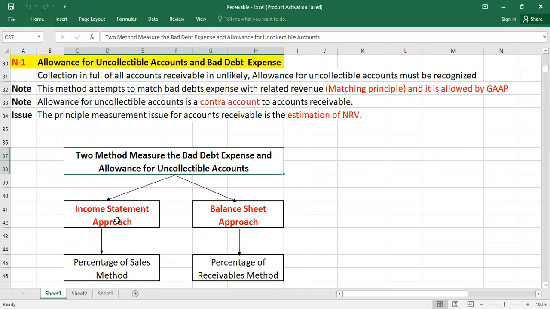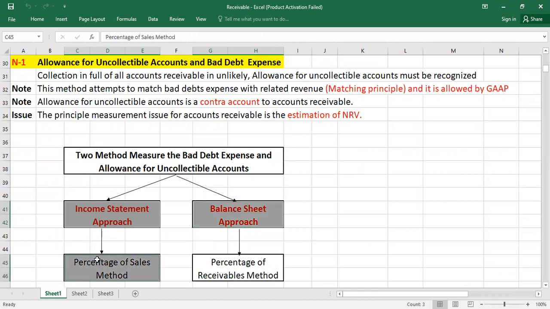So the first method is called the income statement approach, and the second method is called the balance sheet approach. We have a third method, called the direct write-off method, that I will cover in another video. If you are using the income statement approach, we will calculate the allowance as a percentage of sales, because sales is related to the income statement. So if you estimate that 1% or 2% of credit sales is uncollectible, it means it's an income statement approach, and we will talk about how to deal with it.